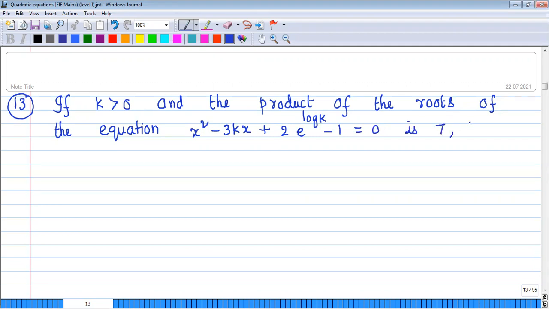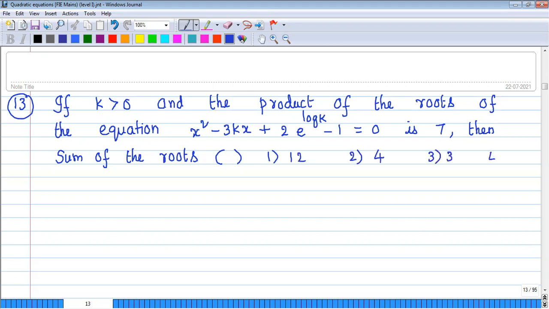Then the sum of the roots. First option 12, second option is 4, third option 3, fourth option is negative 12.